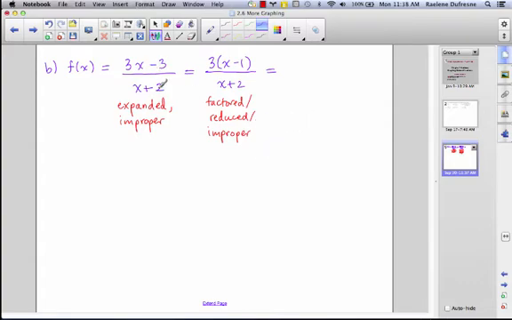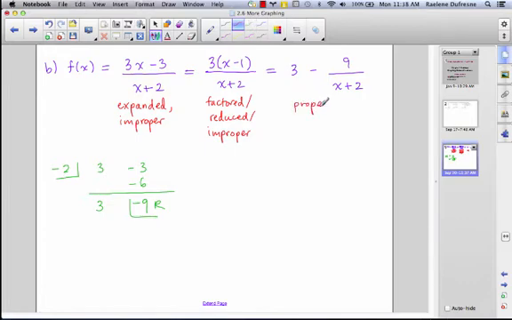So to do that, we go back to the expanded form and we do some long division. We can either do long division or synthetic division, and in this example, because we have a linear denominator, we can do synthetic division. So I'm going to do the synthetic division. And know that we can rewrite this function as 3 minus a remainder of 9 over the denominator of x plus 2. So from these different forms, we can get different elements or characteristics or features of the rational function.